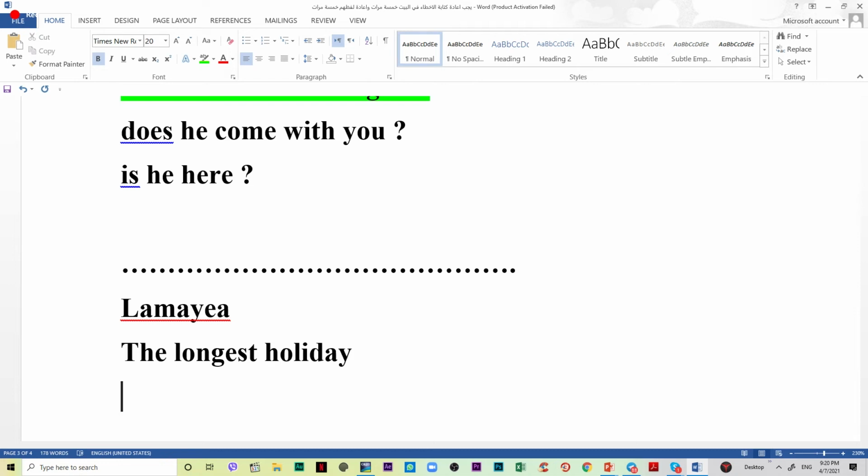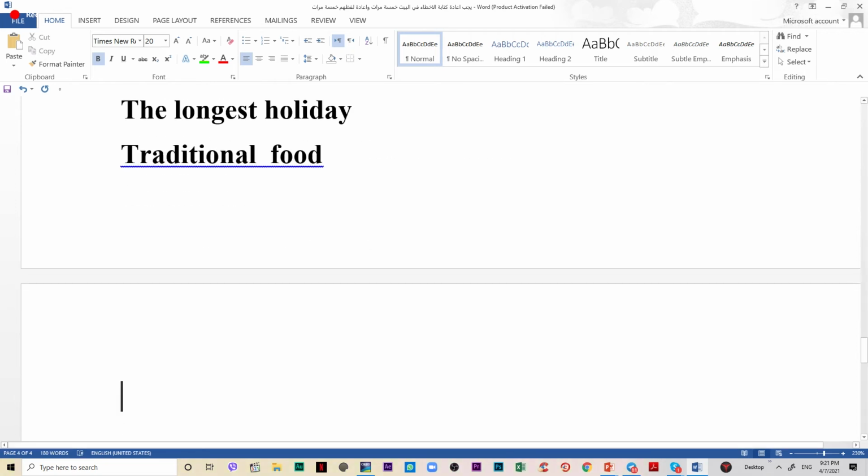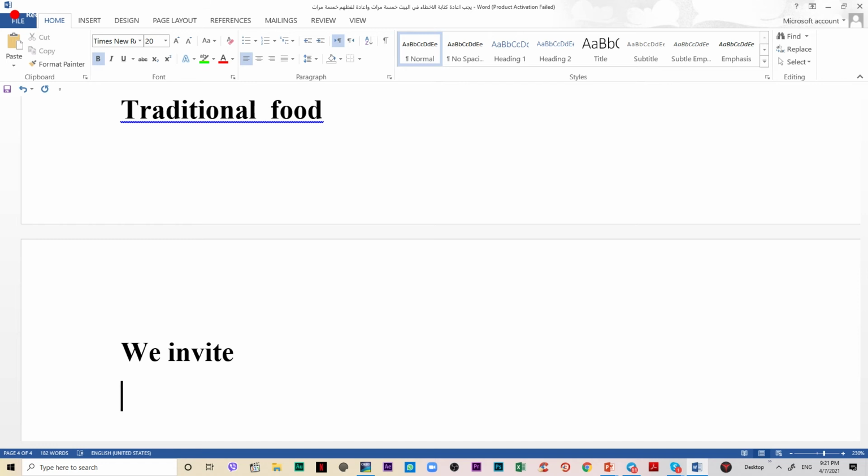In the Eid, we usually cook the traditional food. And sometimes we invite all the members of the family, because we want to see them and to ask them about a lot of things that happened in their life.